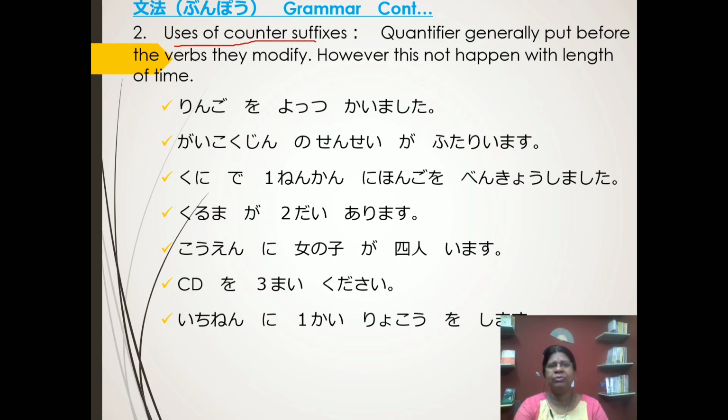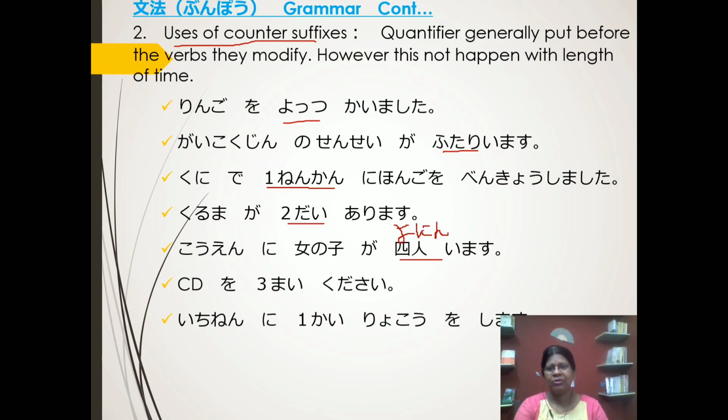Quantifiers are generally put before the verbs they modify. However, this does not happen with length of time. Look at the sentences. Ringo yotsu kaimashita. Gaikokujin no sensei ga futari imasu. Kuni de 1年間日本語を勉強しました。1年間。車が2台あります。公園に女の子が4人います。This is written in kanji.